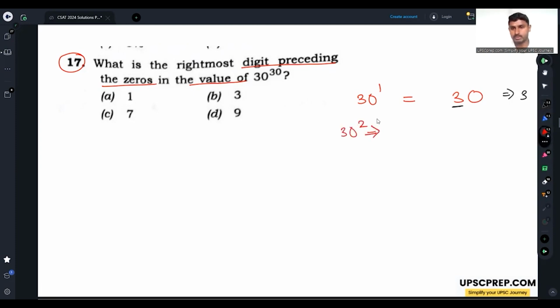But what if I write 30 raised to 2? So it will be what? It will be 900, right? So what is the rightmost digit here?